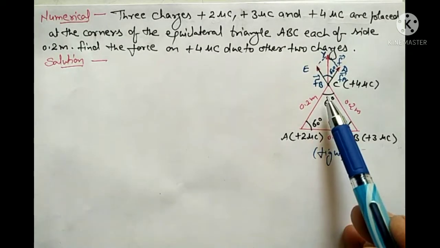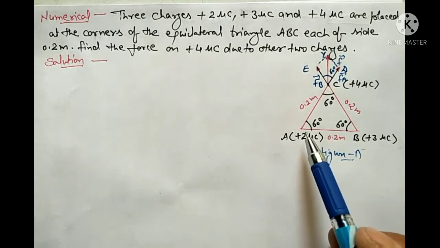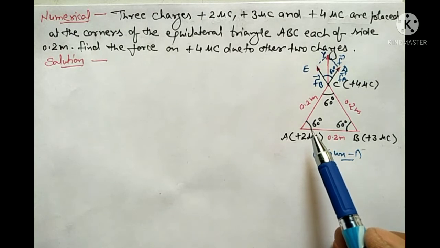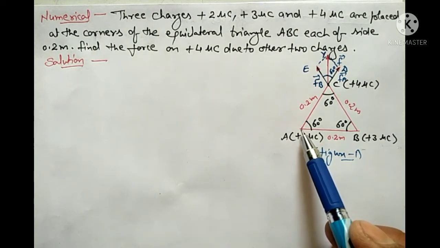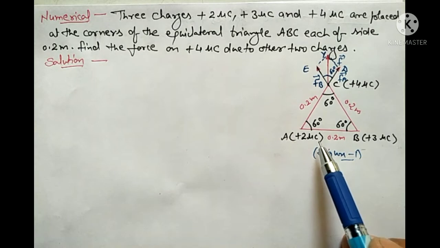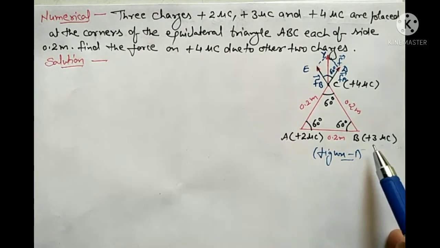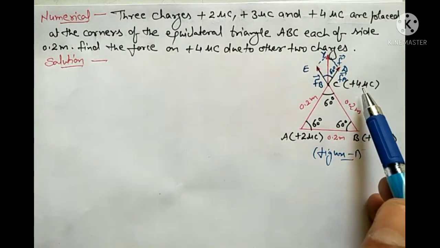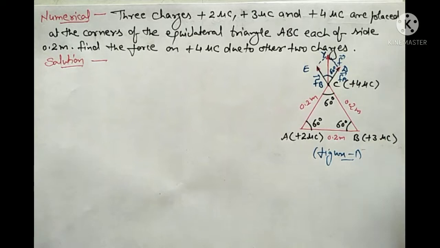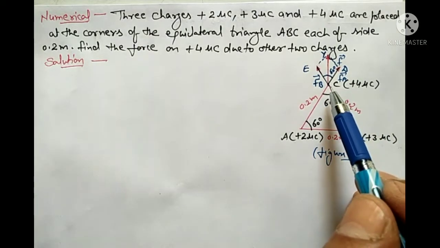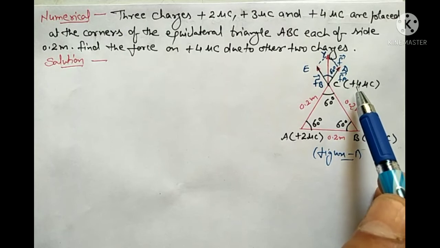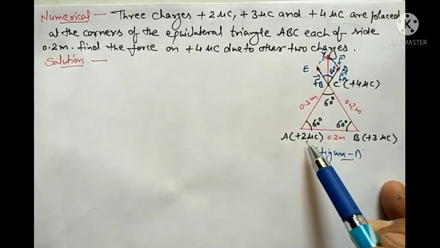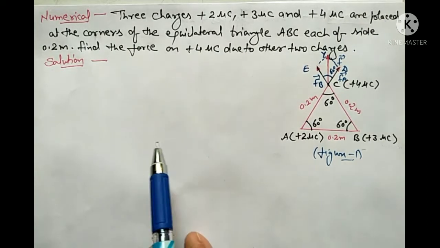This is the equilateral triangle ABC, and we have been given that three charges are placed at its corners. At point A, a plus 2 microcoulomb charge is placed, at point B a plus 3 microcoulomb charge is placed, and at point C a plus 4 microcoulomb charge is placed. In this question we have to calculate the force exerted on this plus 4 microcoulomb charge due to these two charges, that is plus 2 and plus 3 microcoulomb charge.